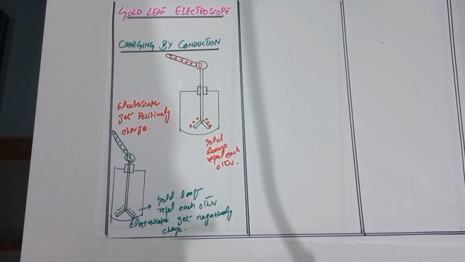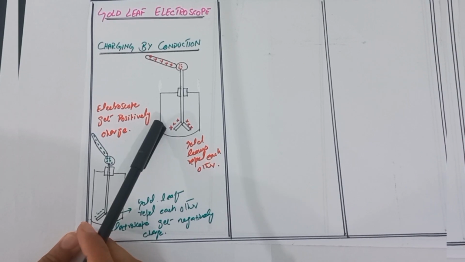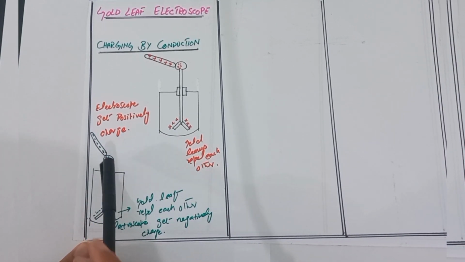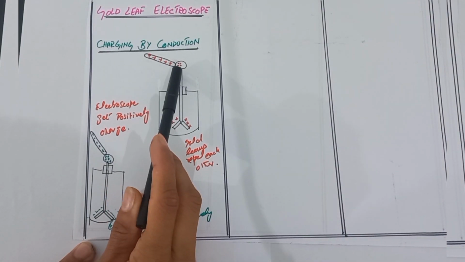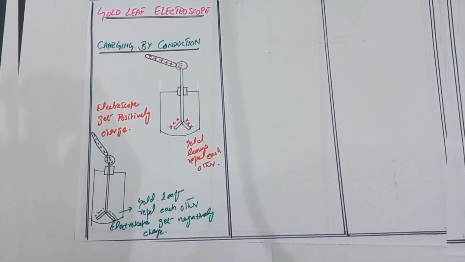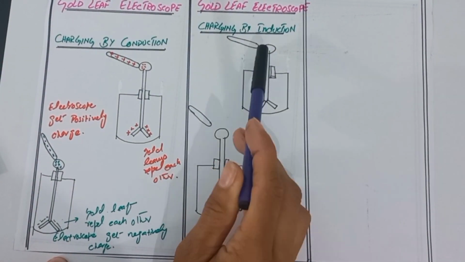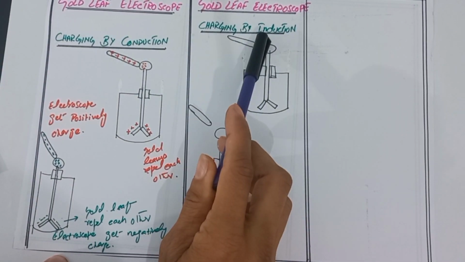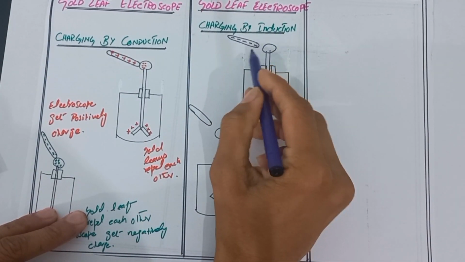A positively charged glass rod makes the electroscope positively charged, and a negatively charged glass rod makes the electroscope negatively charged. Thus, the electroscope receives the same charge as that possessed by the charging body. Now, the electroscope can also be charged by placing the rod near the electroscope but not touching it. This is called charging by induction. Take a negatively charged glass rod and bring it near a neutral electroscope but do not touch it.